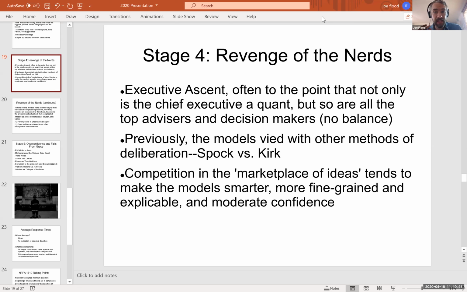So as this happens, when you have some success with these statistical models, there's executive ascent. The quants are successful. They get more power. They move up the ranks. They hire more people from the realm, and they have more impact and authority. Now, initially, a statistical model has to vie with other methods in the marketplace of ideas. You have to make the case on the stats compared to other ways of evaluating things.